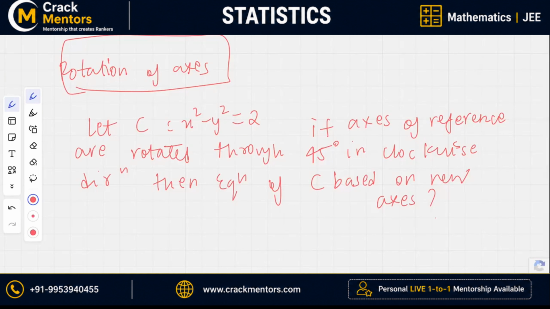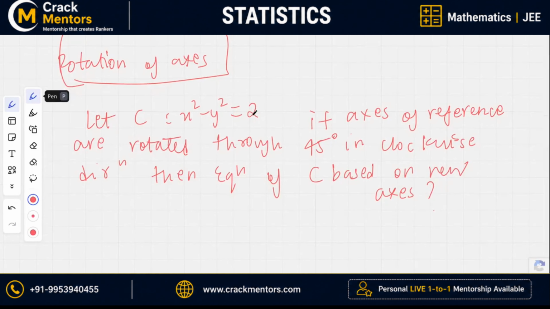Will it be something like x cos 45 degrees whole square, and then so basically x square by 2 minus y square by 2 equal to something? Okay, you're thinking in the right direction.